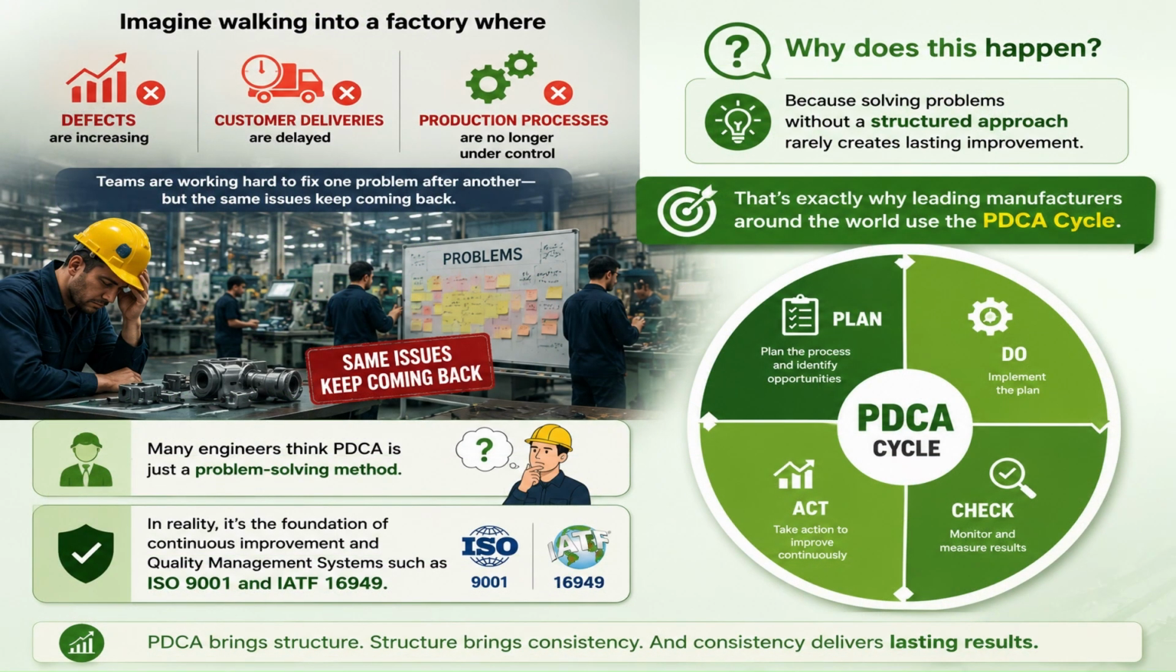Imagine walking into a factory where defects are increasing, customer deliveries are delayed, and production processes are no longer under control. Teams are working hard to fix one problem after another, but the same issues keep coming back. Why does this happen? Because solving problems without a structured approach rarely creates lasting improvement. That's exactly why leading manufacturers around the world use the PDCA cycle.